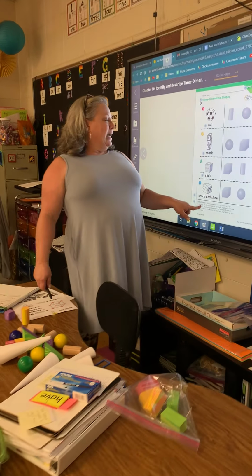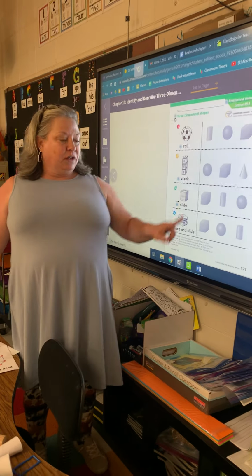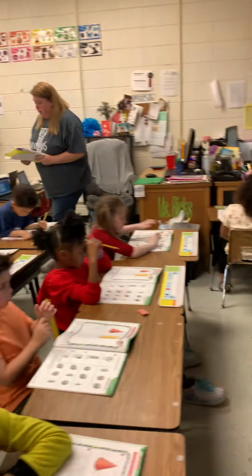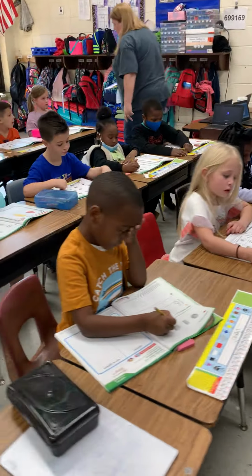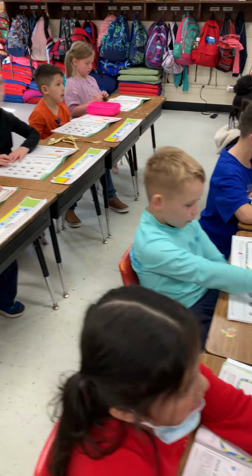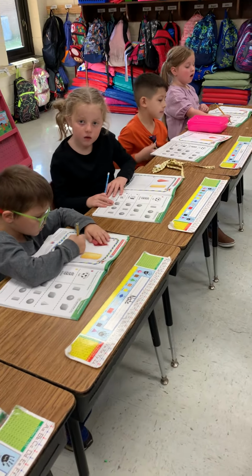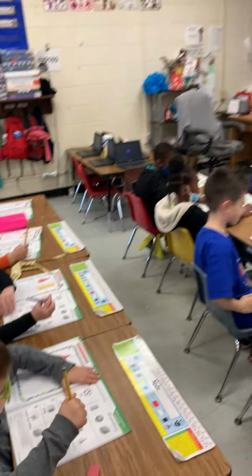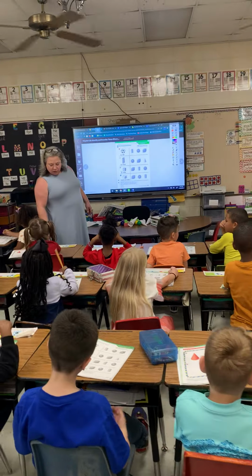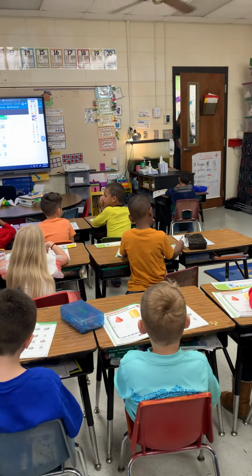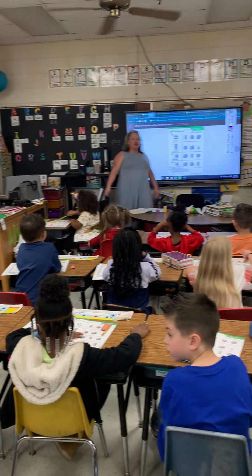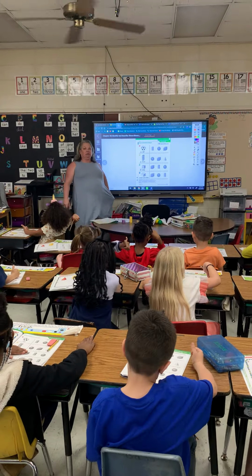Alright. Which shape in these pictures over here do not roll? We are going to put an X on the shapes that do not roll, and number one where the apple's at. Put an X on the shapes that will not roll. Which shapes will not roll? When you're done, give me a thumbs up so we can move on.